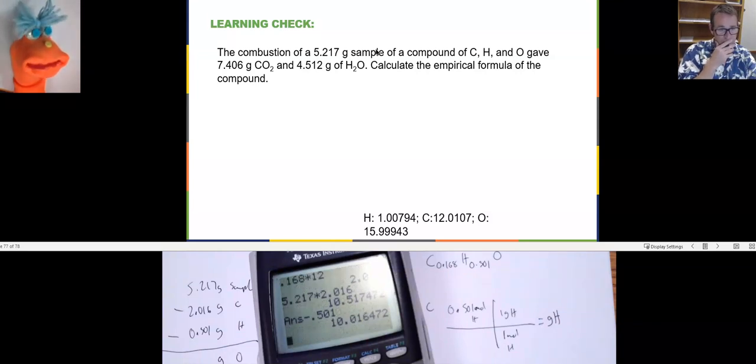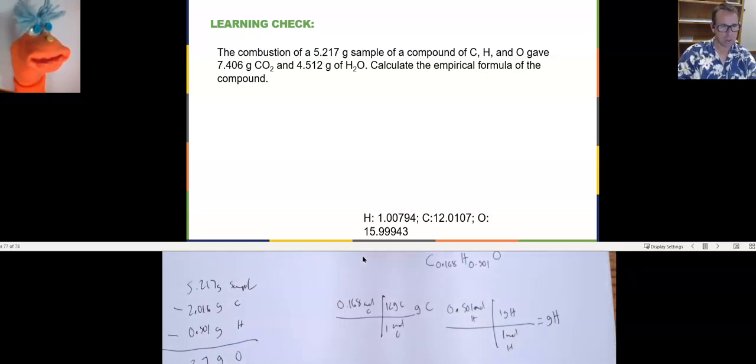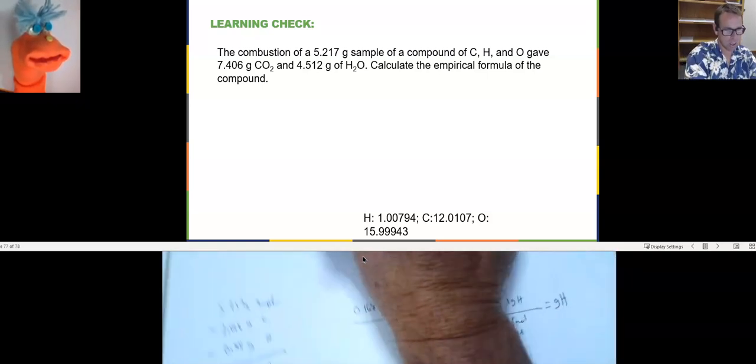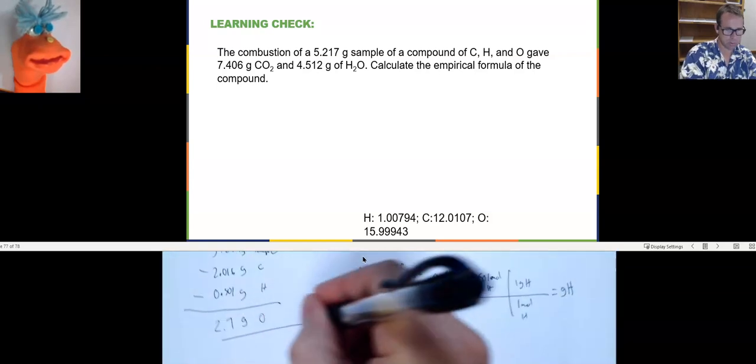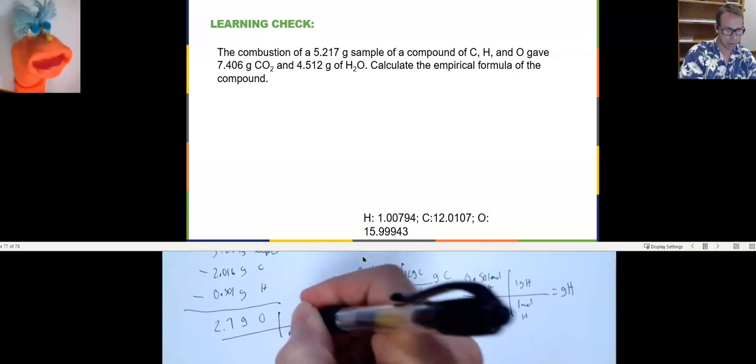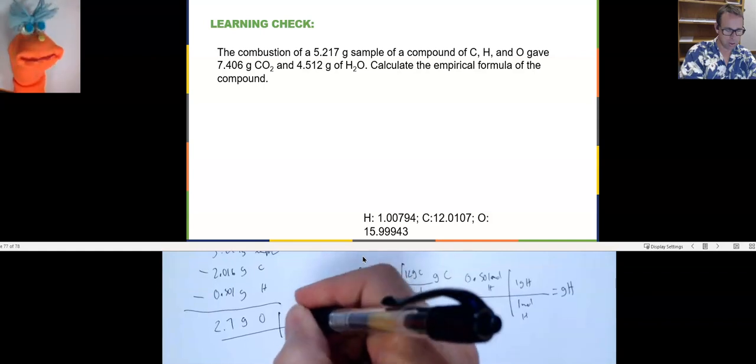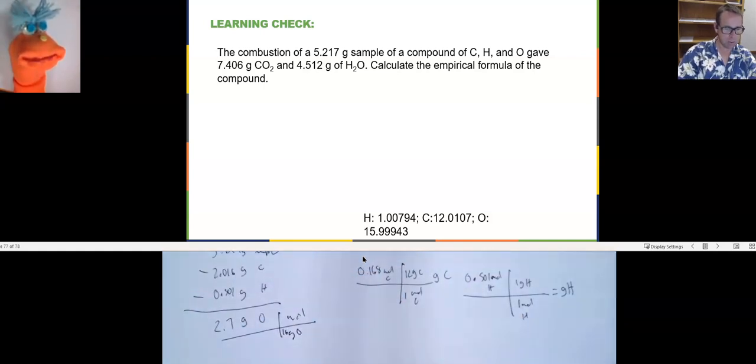Well, that's too high. Oh, I made a mistake. What did I do? I did times there. Okay, try again. 5.217 minus 2.016 minus 0.501. So 2.7 grams of oxygen. And then that 2.7 grams of oxygen, I can convert to moles of oxygen, right? And you want to go to moles to get the empirical formula? That's right. So 2.7 divided by 16, there's 16 grams for every mole.